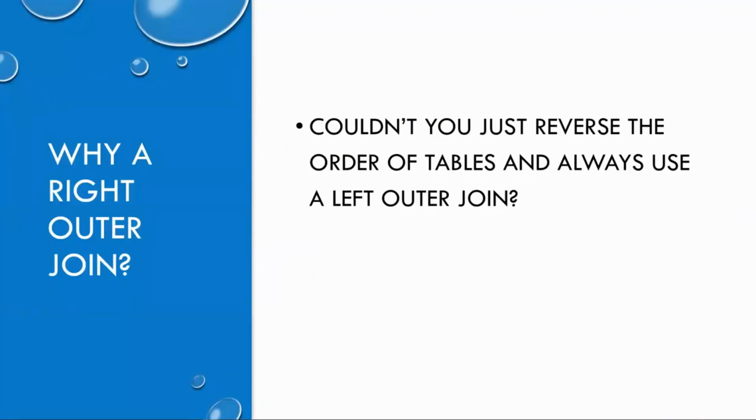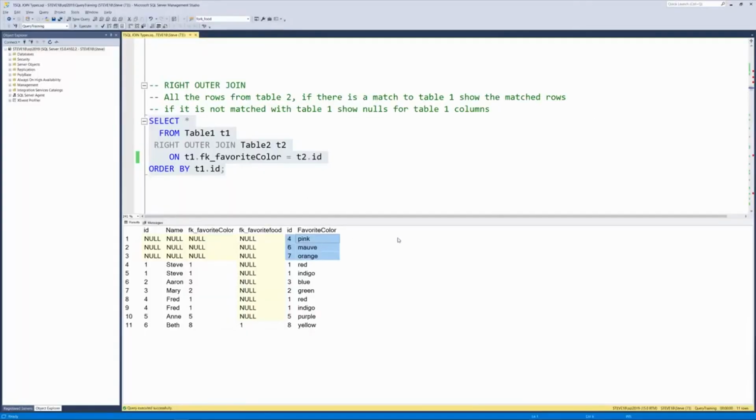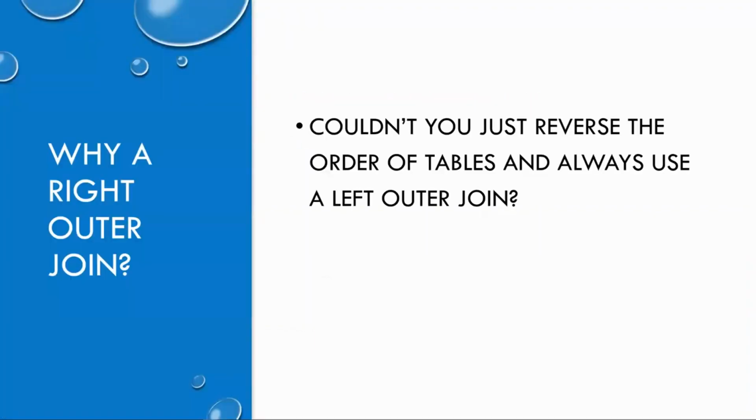Now, one of the questions that always comes up is, why a right outer join versus a left outer join? Couldn't you just reverse the order of the tables and always use a left outer join? And if you wanted to do that, you certainly could. You could go and grab this query and switch table 2 and table 1 around and make this a left outer join, and it would absolutely work the same way that we just did with the right outer join there. The columns might show up in a little bit different order because of which one's first or second, but that could easily be managed by specifying the columns in your query.